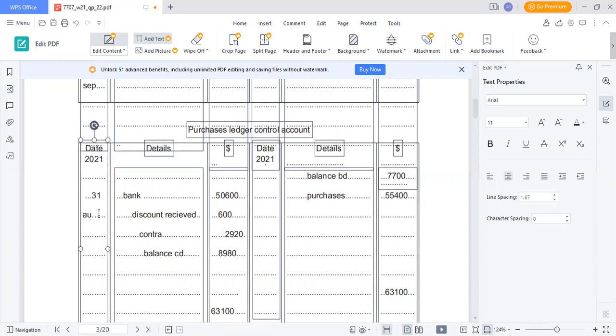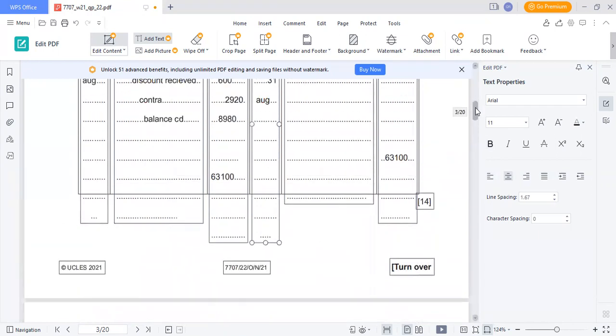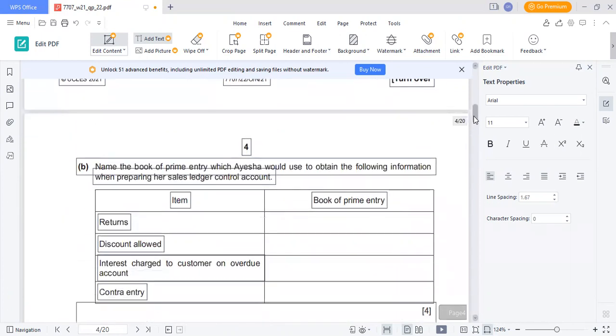The dates are 31st August, 31st August, and 1st August. Okay. Then we have balance BD on 1st September. That is 8,980. Okay. Moving towards question B.